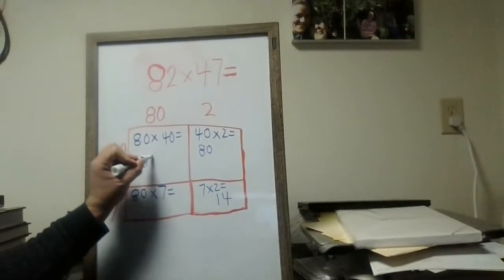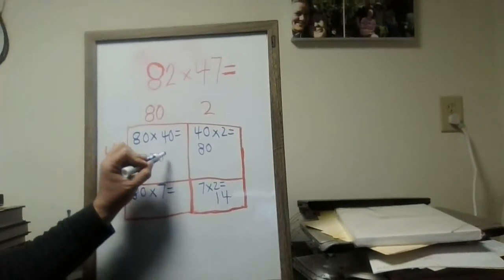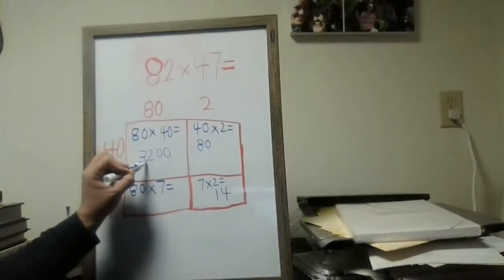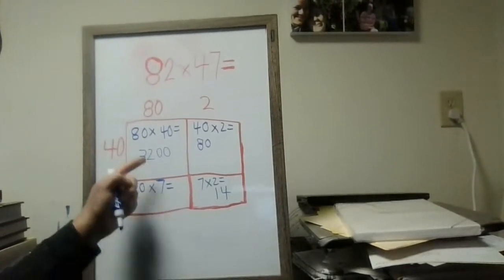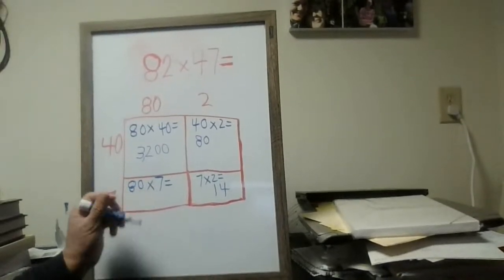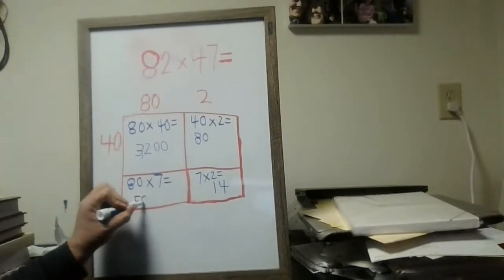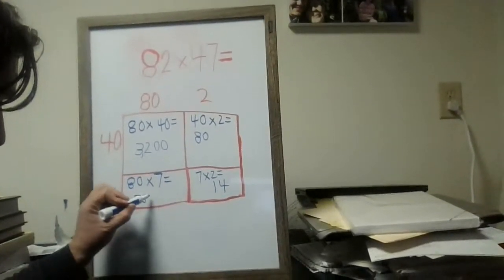8 times 4 equals 32. I'm going to add 2 zeros to my answer now. If I add 2 zeros to the 32, we get 3,200. 80 times 7. 8 times 7 is 56. Now if I add a 0 to the 56, I get 560.